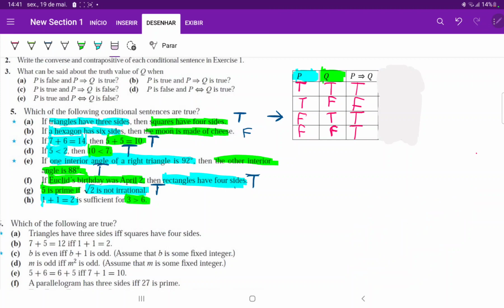Now let's evaluate this conditional statement, right? So for H, we have that 1 plus 1 is equal to 2, so P is definitely true. And then Q, 3 is greater than 6, is false. So the row that corresponds to this statement is true, false, this row over here. And we can see that for this one, the conditional statement is false. So that is false.